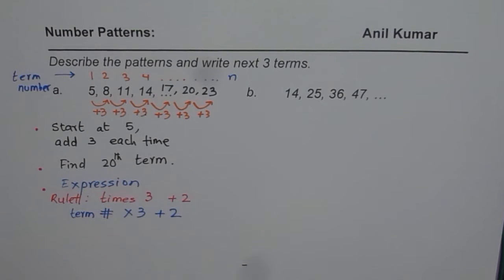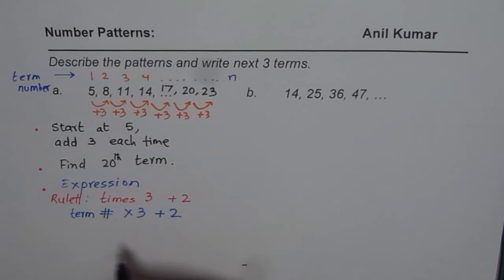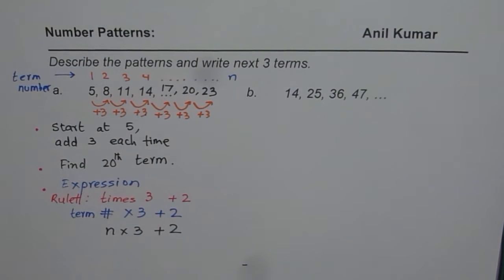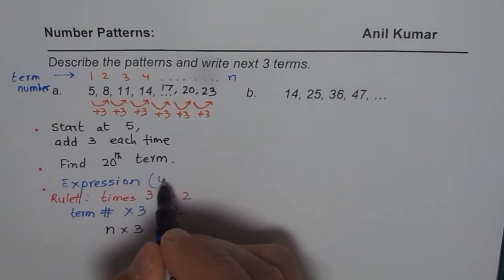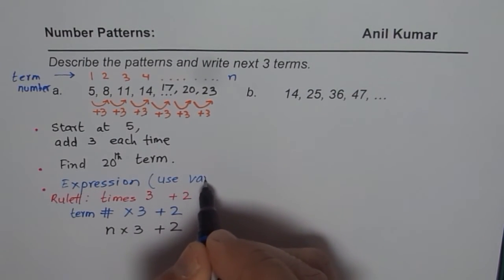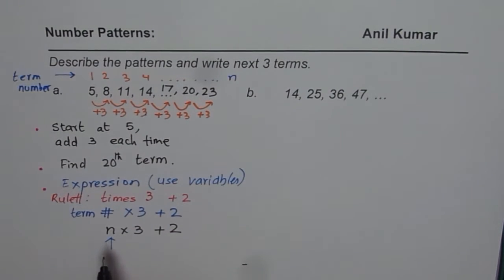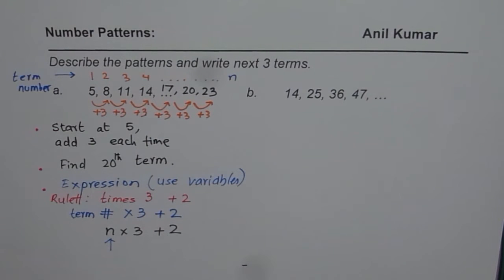At times, for convenience, we use a variable here. So we'll use variable n. So we'll say n times 3 plus 2. Now remember here, we used n as our variable, right? So whenever we write expressions, we use variables. N is our variable. N signifies term number, right? So now I think it is easy to find the 20th term. Can you now calculate the 20th term?